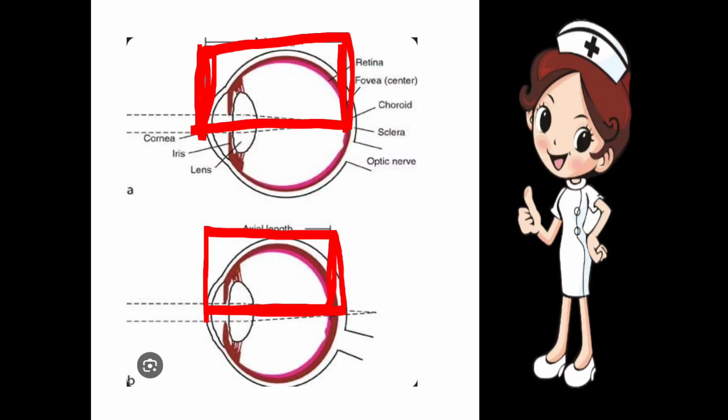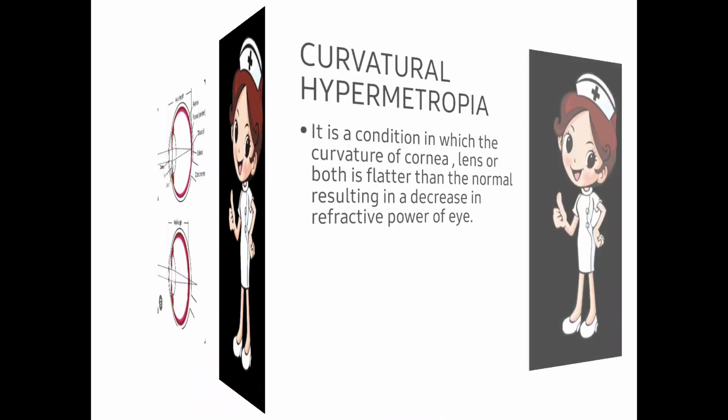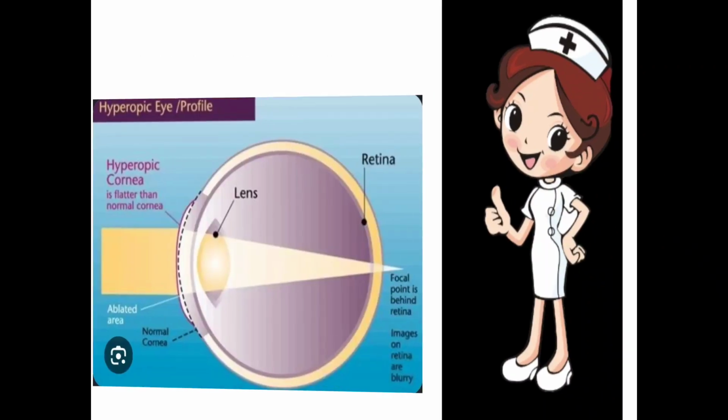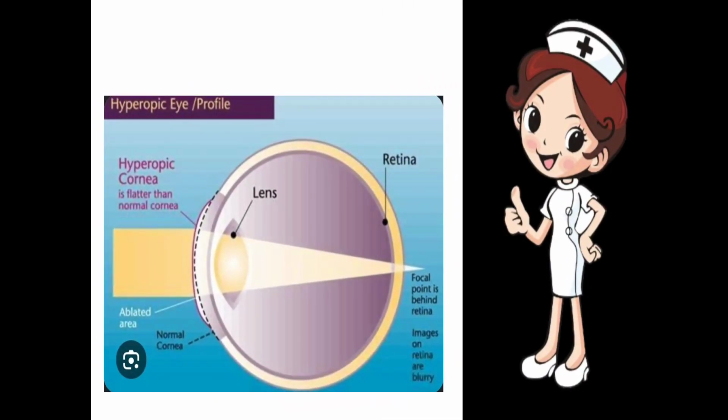Let's move to the next, curvatural hypermetropia. It is a condition in which the curvature of the cornea, lens or both is flatter than normal, resulting in a decrease in the refractive power of the eye. So let's see now. This is the normal curvature of the cornea, which is shown in the dotted line, but you can see this is flatter. This area becomes flatter.